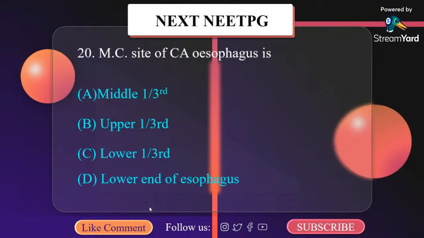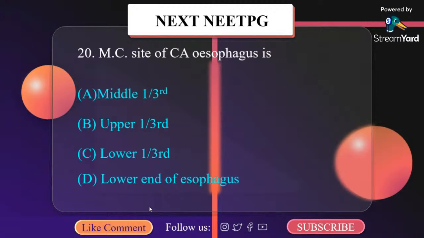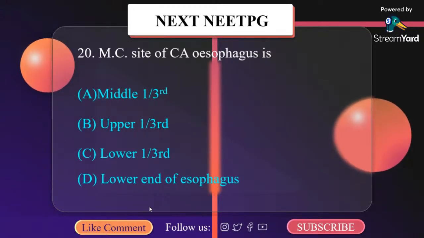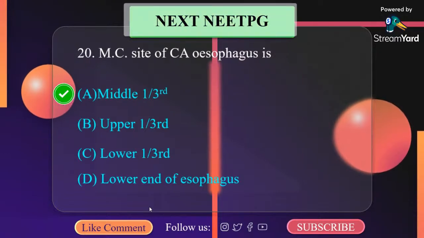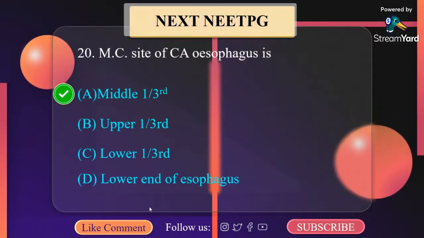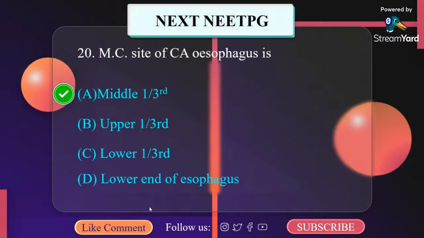Most common site of CA esophagus is A. Middle one third, B. Upper one third, C. Lower one third, D. Lower end of esophagus. It is middle one third, which is the most common site of CA esophagus. In this way, they can ask about the most common site of different cancers.